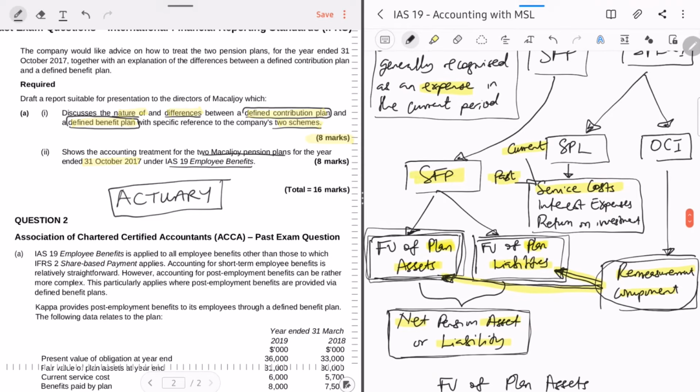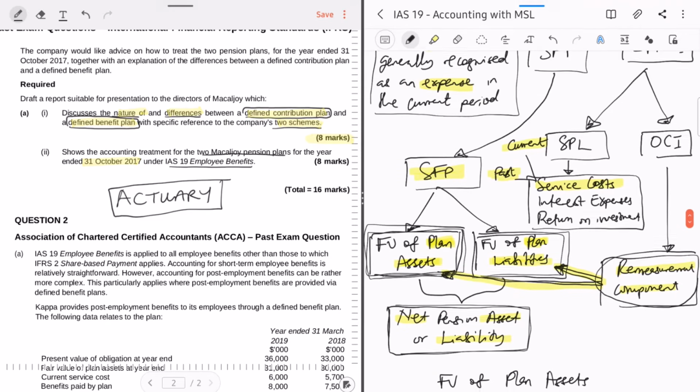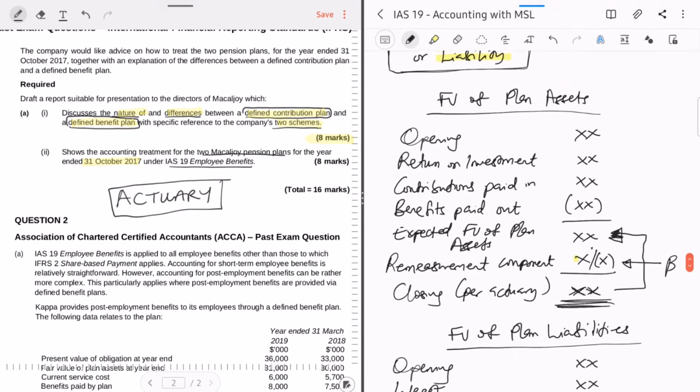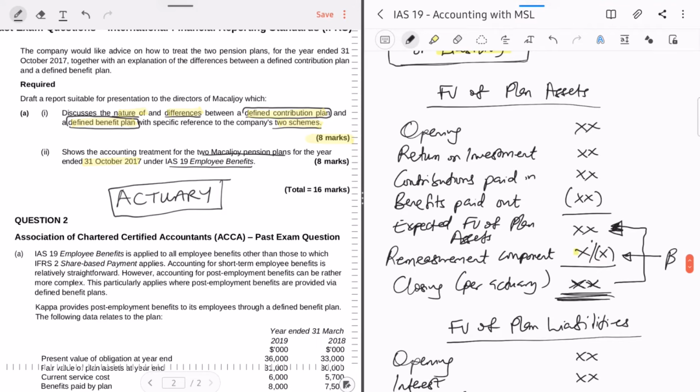Now we've seen what goes where. So please take note. Let's start the question. It's very simple. We'll apply it to two questions. You realize how easy it is. So once again, let's run through quickly. There is an opening value for the plan assets, the opening figure, right?